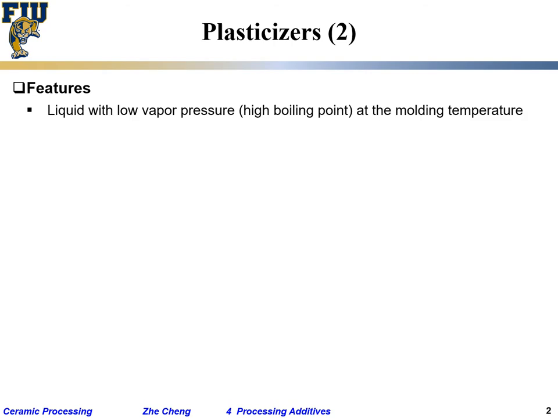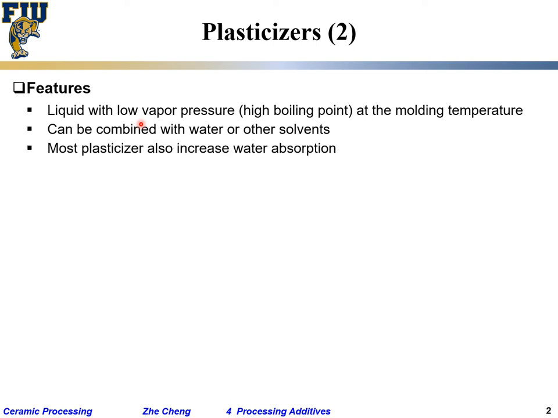And then I'm going to show some additional points about the features. Typically, they are liquids with low vapor pressure at your molding temperature. Generally, for most ceramic paste, we mold at room temperature, and water vapor is okay, I guess. Water can be combined with other solvents, and most plasticizers also increase water absorption if you are using a non-aqueous plasticizer.